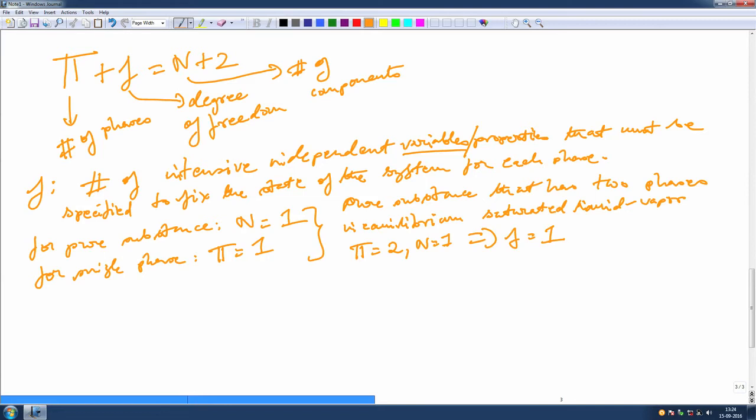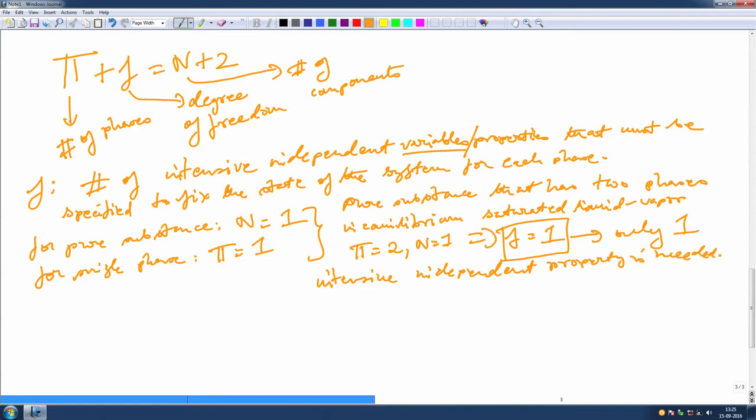So, that implies that only one intensive independent property needs to be specified to determine the state of the system, correct. So, for a pure substance which has got two phases, if F is equal to 1, only one intensive independent property is needed. This would imply that for such a system, if you specify P, which is basically the pressure, right, the temperature is directly known.